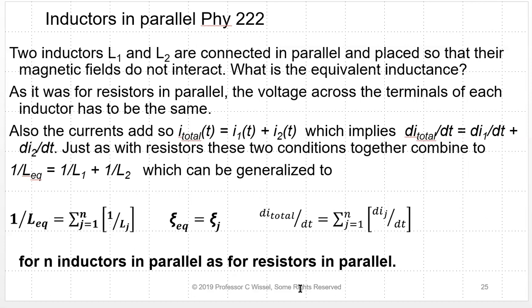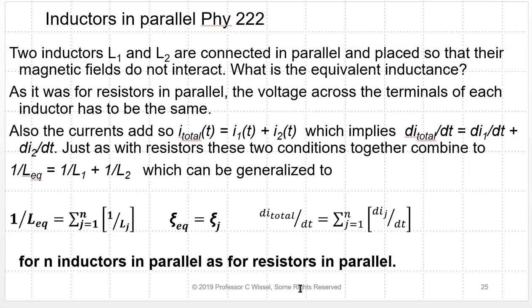As it was for resistors in parallel, the voltage across the terminals of each inductor has to be the same. Also, the currents add, so I total is I1 plus I2. And this implies that the derivatives are also going to work out the same way. So di total dt equals di1 dt plus di2 dt. Just as with resistors, these two conditions together combine to 1 over L equivalent equals 1 over L1 plus 1 over L2, which can be generalized as 1 over L equivalent is the sum of all the individual 1 over LJs. E equivalent is going to be E of any of them.